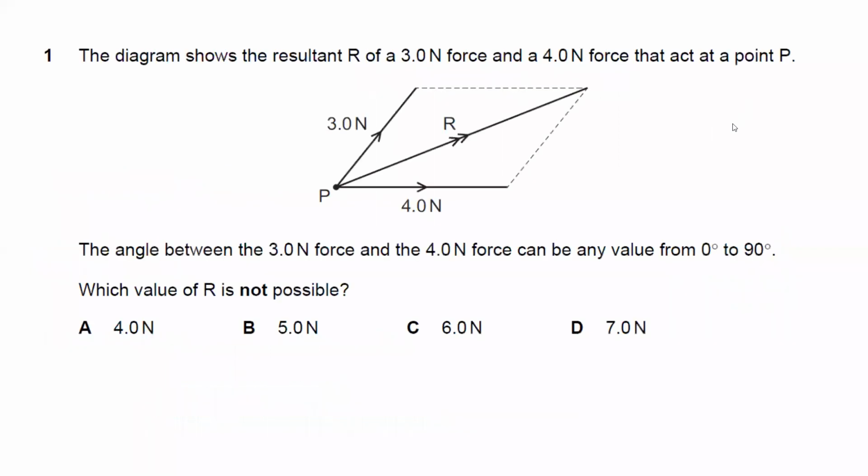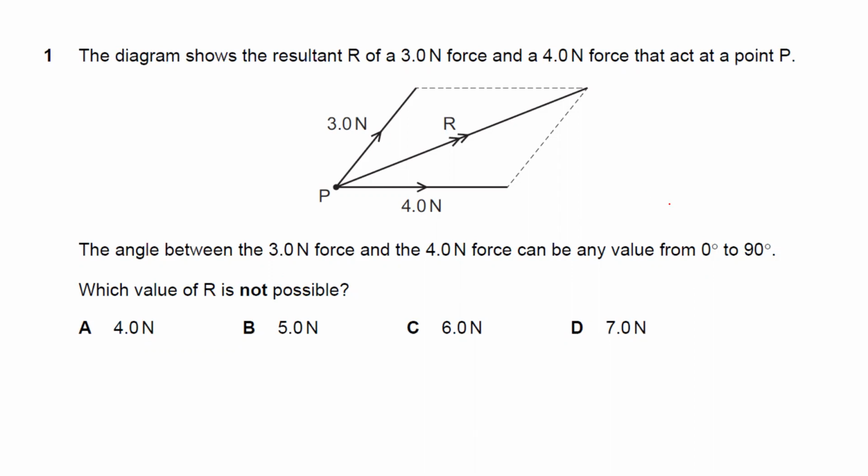Let's start. First question, it says the diagram shows the resultant R of a 3 Newton force and a 4 Newton force that acts at a point P. The angle between the 3 Newton and 4 Newton force can be of any value from 0 to 90 degrees. Which value of R, that is the resultant, is not possible?